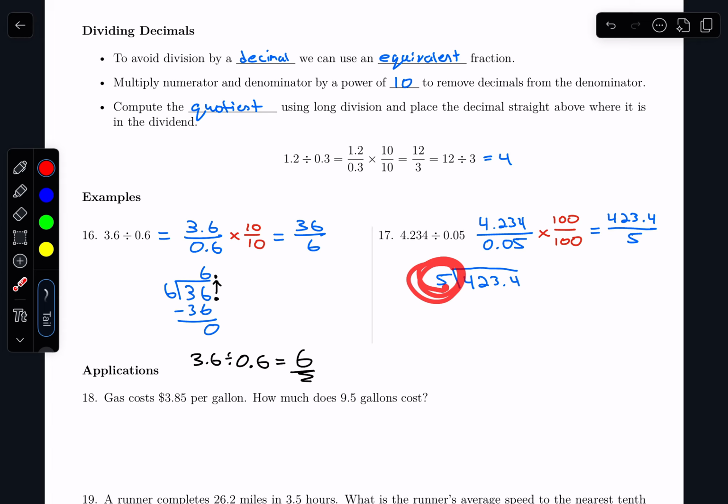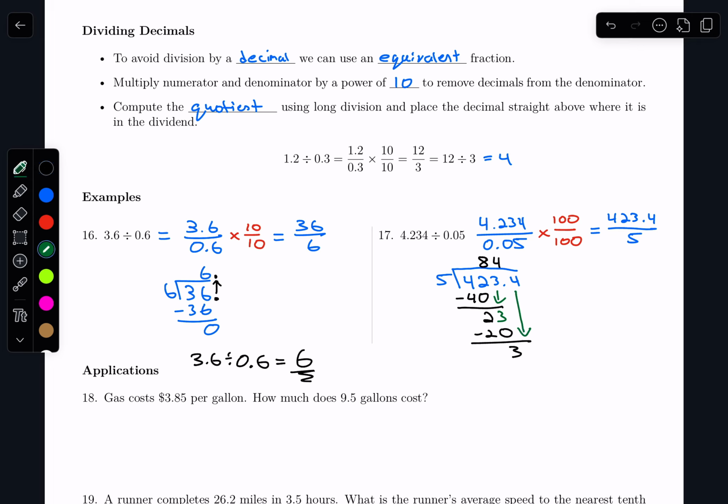So when I now do the long division, 5 does not go into 4, but 5 does go into 42. So I write an 8 on top because I know that 5 times 8 is 40, and I subtract 40 down below. That leaves me with 2, and then I'm going to drop down the next digit, which is a 3. 5 goes into 23 4 times because 5 times 4 is 20. So I subtract 20 down below. I get 3 left over, and I drop down that next digit. That next digit is a 4.